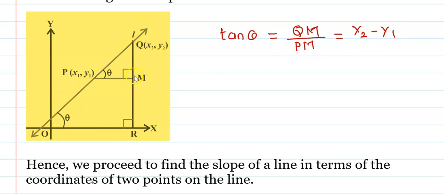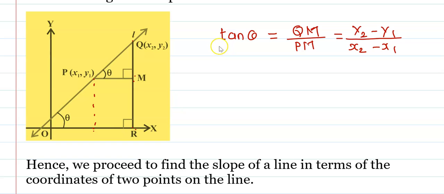We want to find out this QM distance. This is parallel to the y-axis. This is the y distance. We can find it as y2 minus y1. And PM: the x coordinate of the point M is x2, and the x coordinate of the point P is x1, and we can find out this distance. This distance is nothing but x2 minus x1, and therefore PM is x2 minus x1.